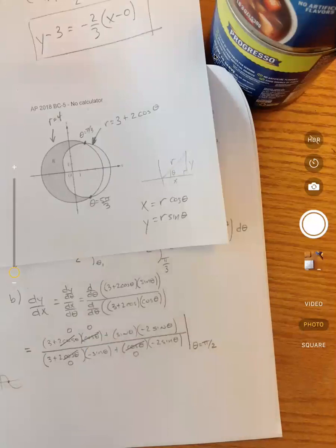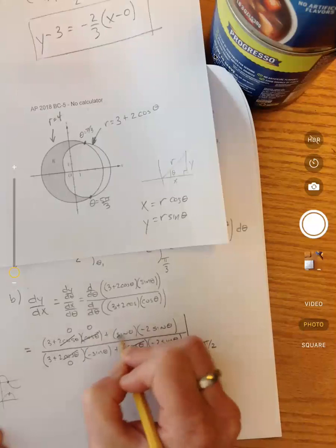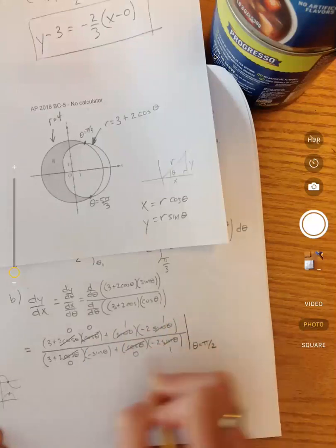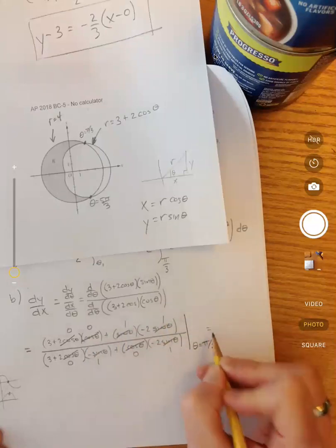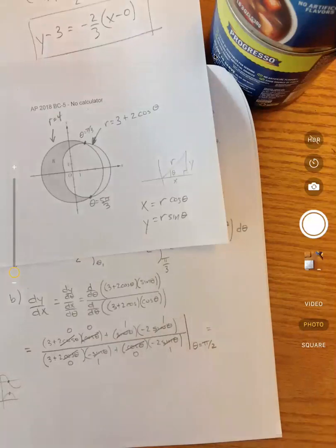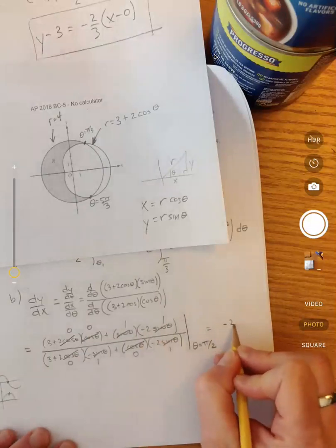Lots of zeros. What's the sine of pi over 2? Well, that's 1. So all those sines are going to go to 1s. So now it's just carefully dissecting what I got left here. What does it look like? I got a -2 up top.